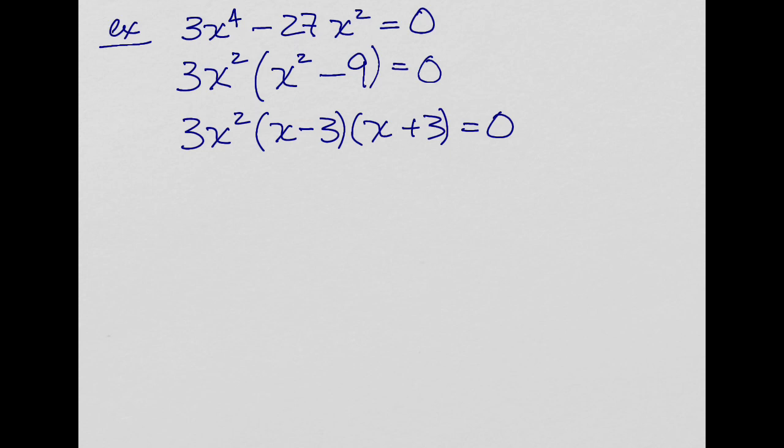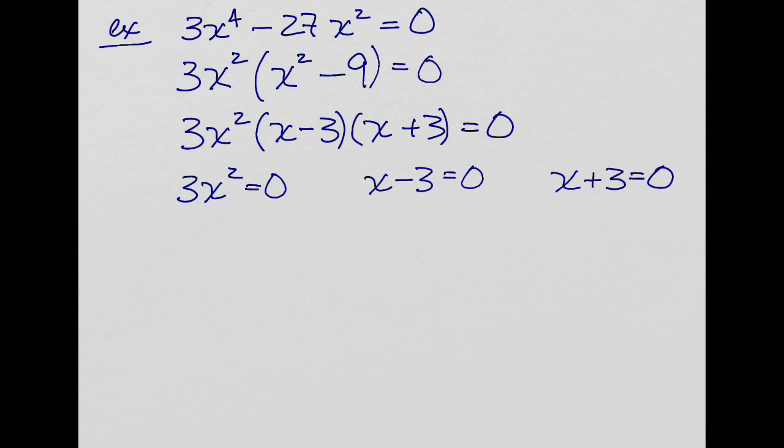So I'm going to take each of my factors. There happen to be 3 of them, but that's fine. I'm going to take each factor and set it equal to 0 separately. So I got 3x squared equals 0, x minus 3 equals 0, and x plus 3 equals 0. If I had 5 factors, I'd take 5 factors and set them equal to 0. So now I have 3 little equations that we can solve.